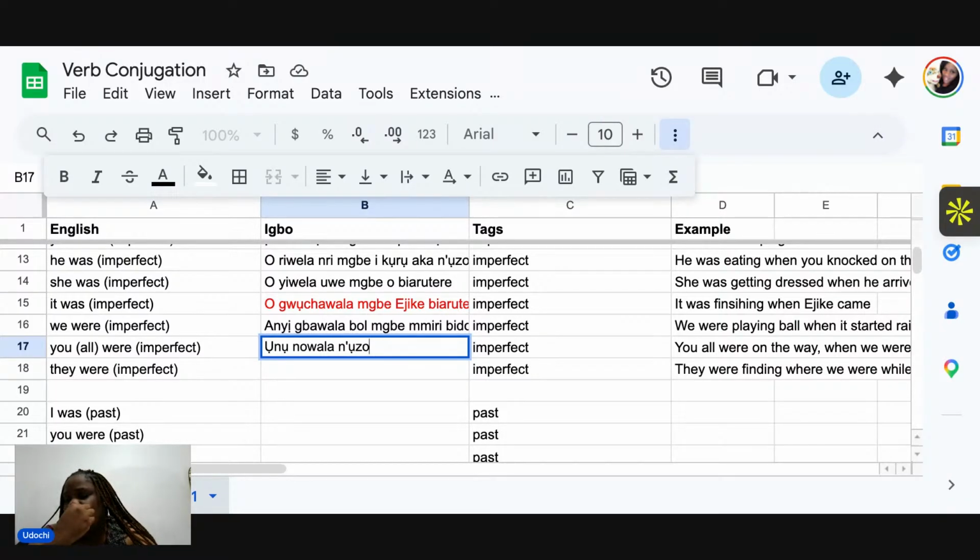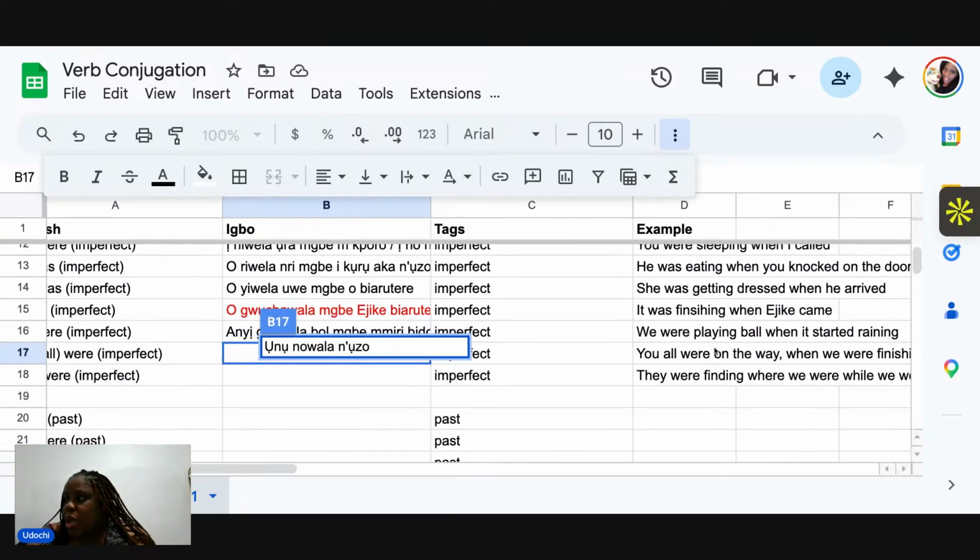But I don't think you would say it that way. I think that's formal. I don't think that you would say that in casual speech. However, I'm going to write it because it stays with the format. Unu Nawala Nuzo.